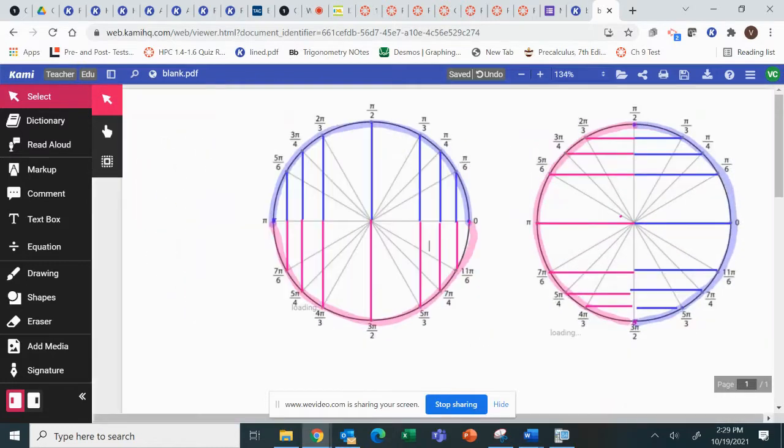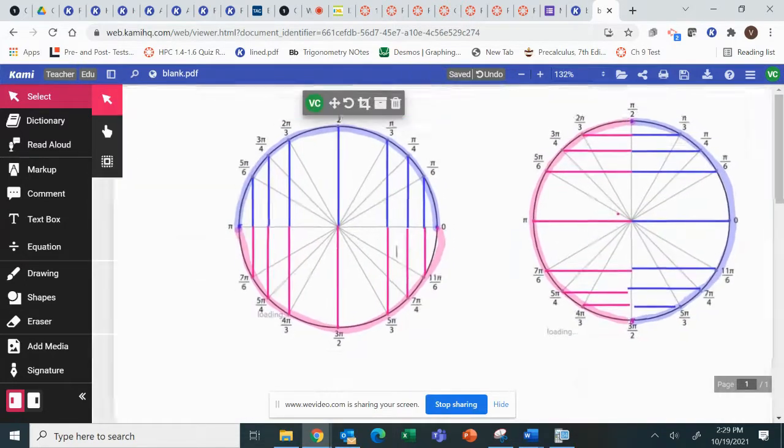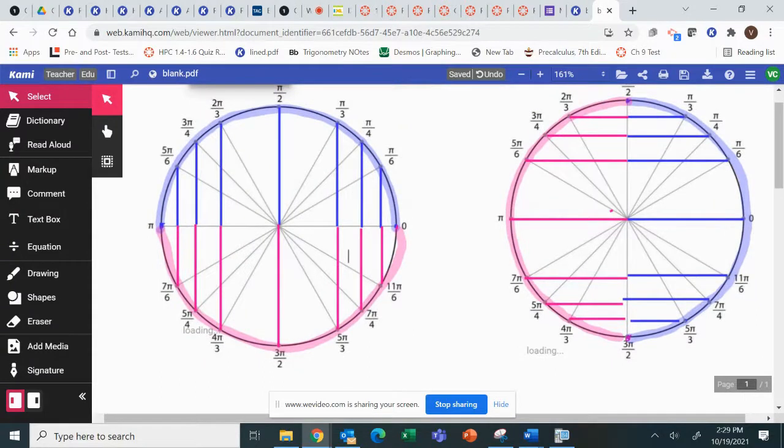Okay, so the first one is sine and the second one is cosine. Do you see they have something in common? They both have those nice smooth curves. What else? There's a lot of things they have in common. What else? Nothing else? Okay.